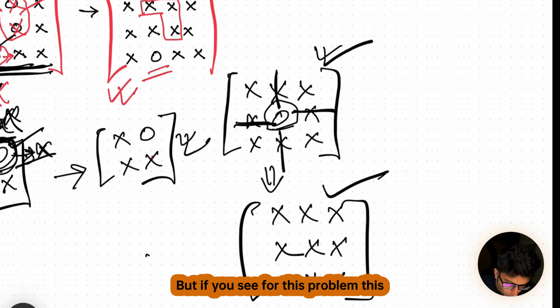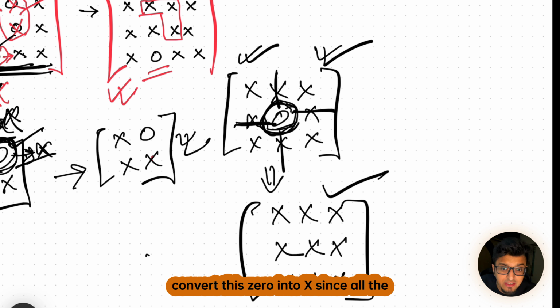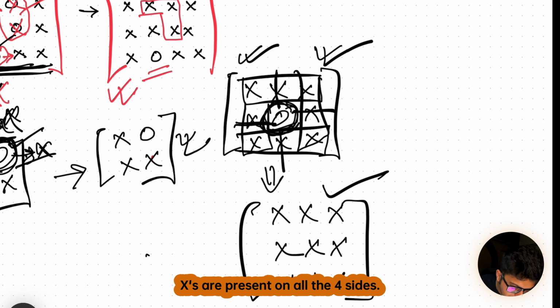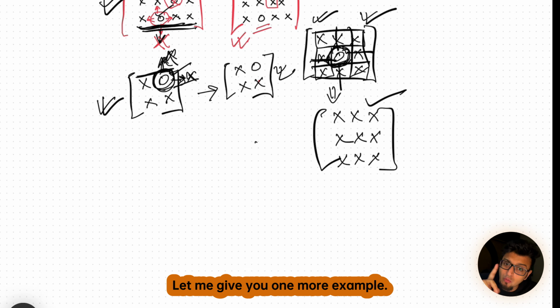But if you see, for this problem, this 0 was not part of the boundary, and that is why it was possible to convert this 0 into x, since x's are present on all four sides. But there is one condition. Let me give you one more example.